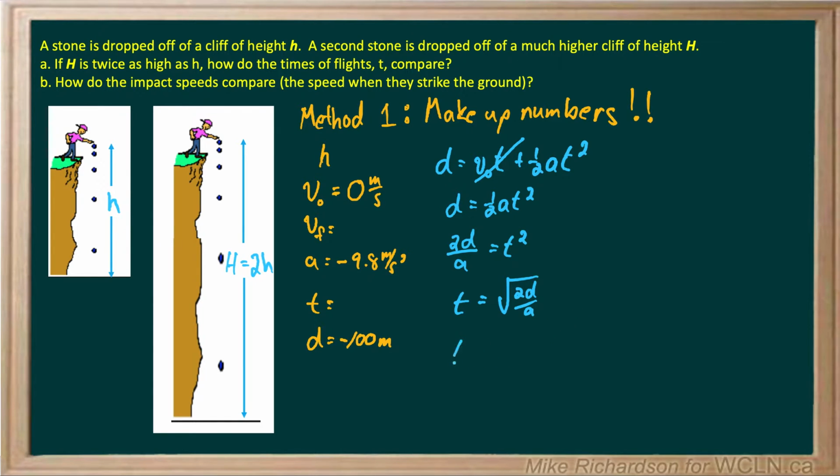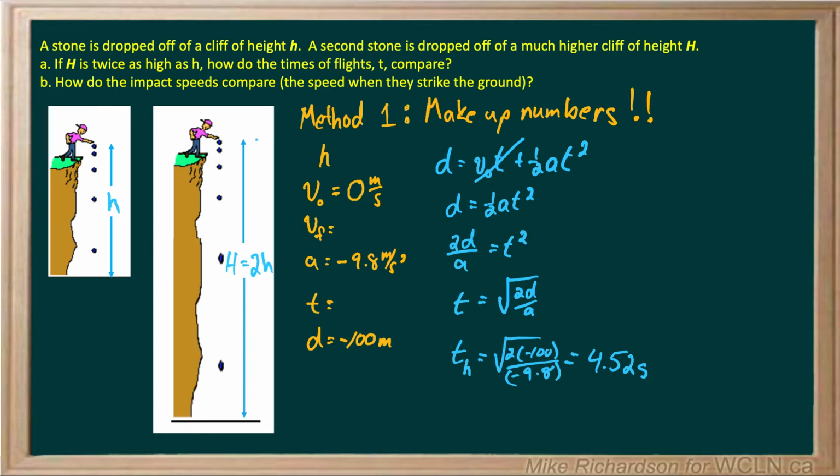Now, let's figure out the time of flight when it falls a height lowercase h, which we've established is negative 100 meters. So all I do is put in my numbers: 2 times negative 100, all divided by negative 9.8. I'm not going to put in the units there. And when I do that, I get 4.52 seconds.